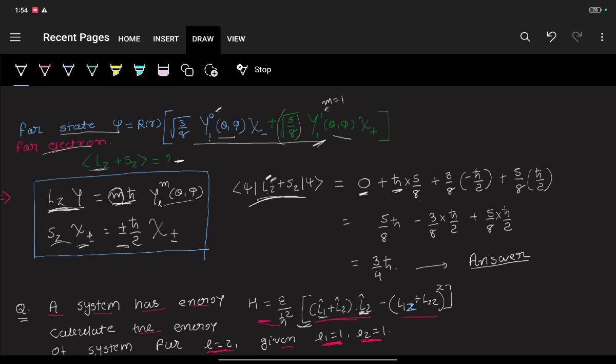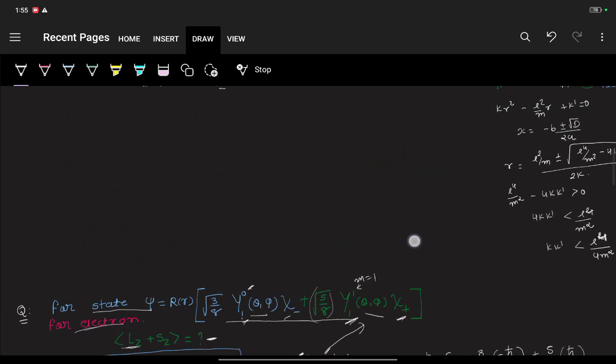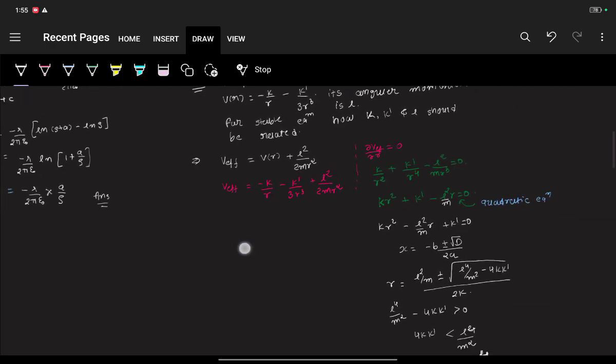Now comes the Sz operator. If Sz operates on this, here it is chi minus, so it will give us 3 by 8 times minus h cut by 2. And if this Sz operates on this, we will get 5 by 8 into plus h cut by 2, because this is chi plus. By just adding these terms, we will get 3 by 4 h cut. So that was the answer. Now moving on to the next question.